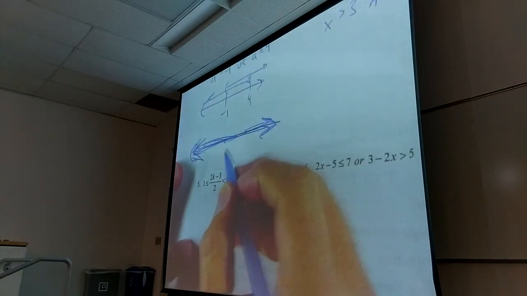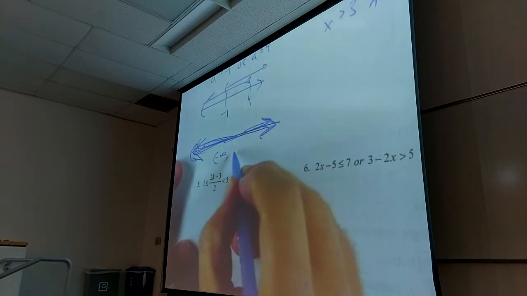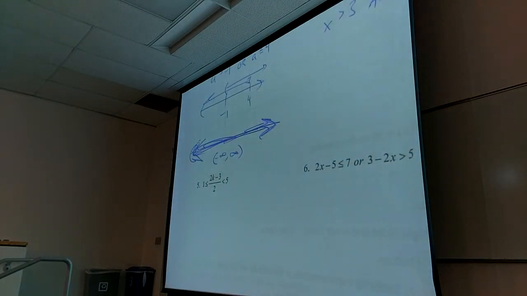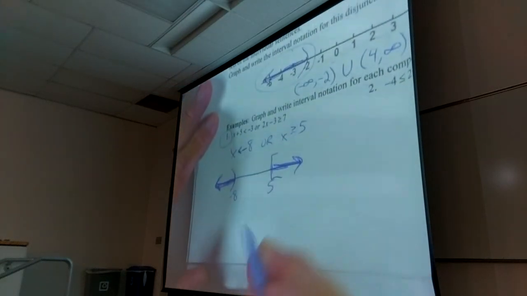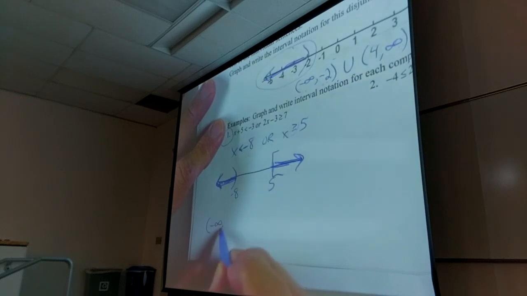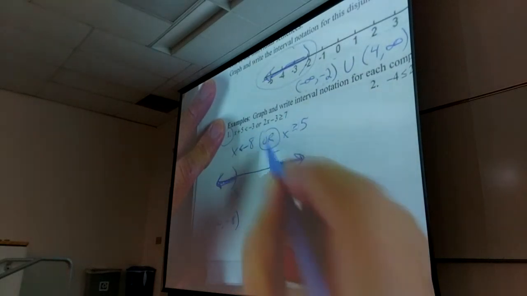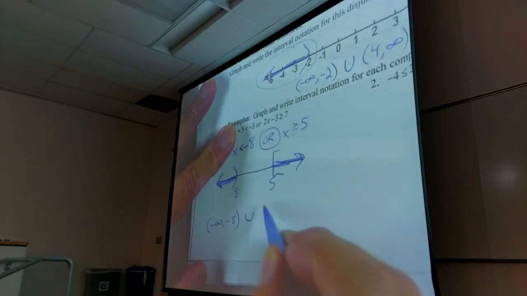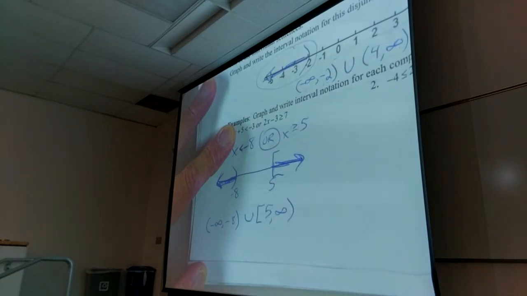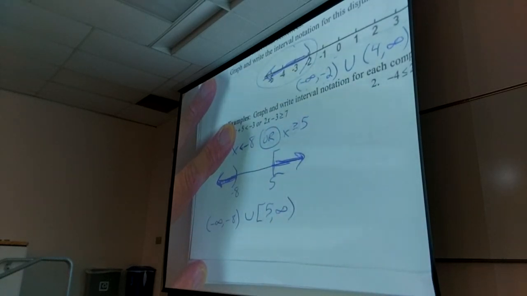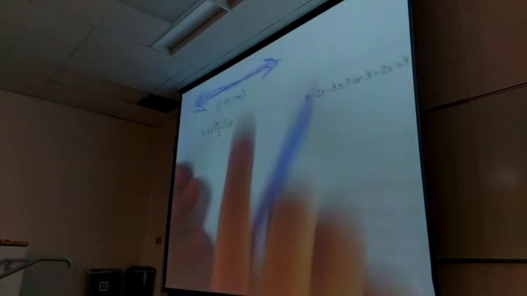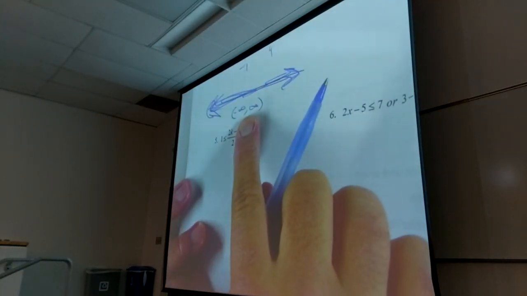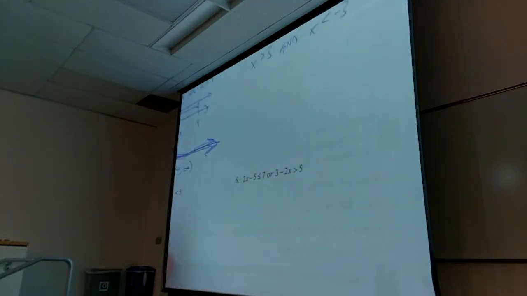Perfect segue. How do I write this in interval notation? Parentheses, negative infinity, up to infinity. And real quick, before we do number 4, let me go back. How do I write number 1 in interval notation? You should expect the answer to have 2 parts because the graph has 2 parts. Here, the graph is one big part, so the answer should be one big part. Everything. What about number 4 now?